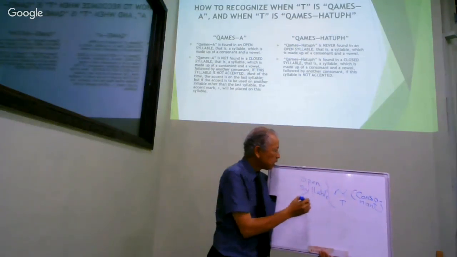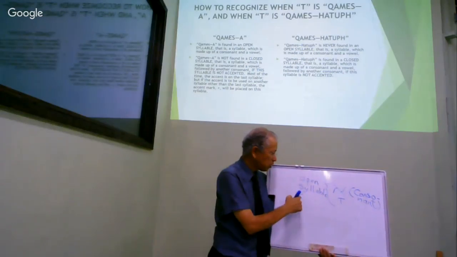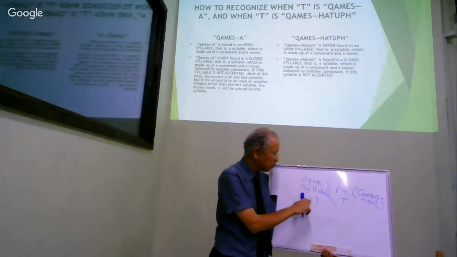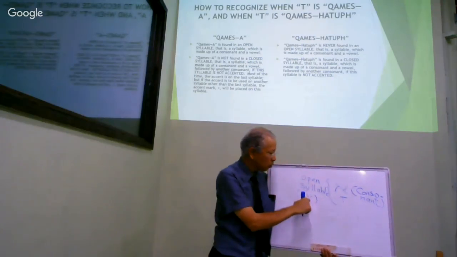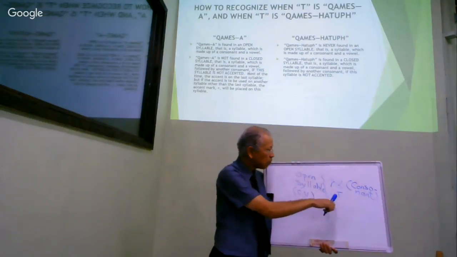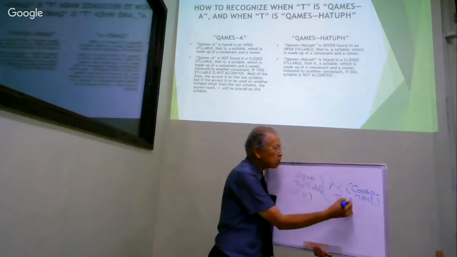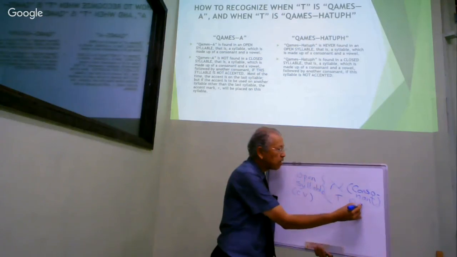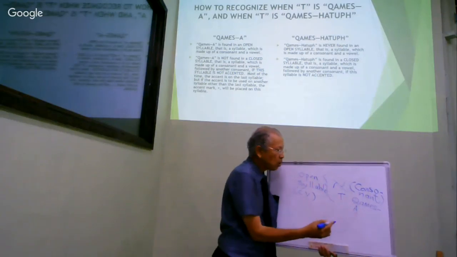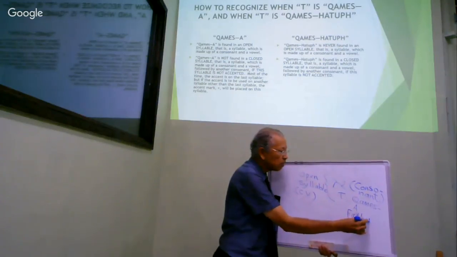And the rule is that if there is an open syllable consisting of a consonant and a vowel, let's call it C, V, consonant, vowel, consonant, vowel. If there is an open syllable which consists of a consonant and a vowel, then this symbol would be Qames-A. It would be the long A sound, the long A sound, like in father.